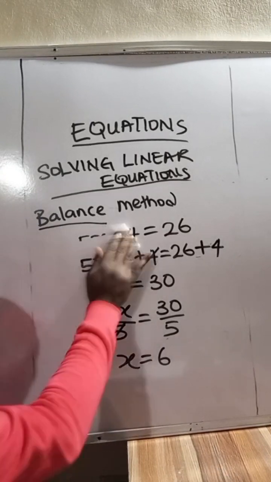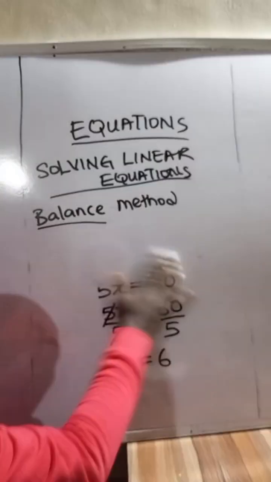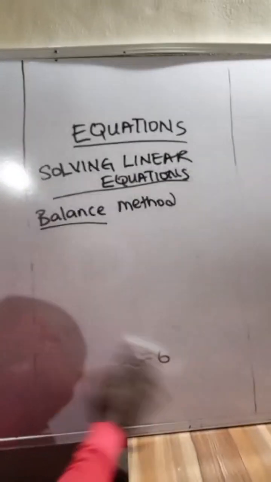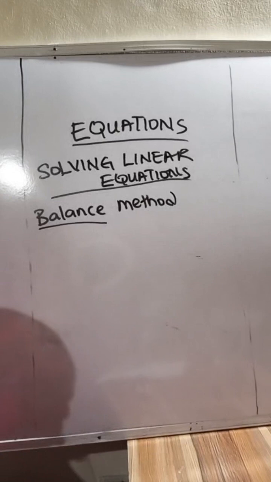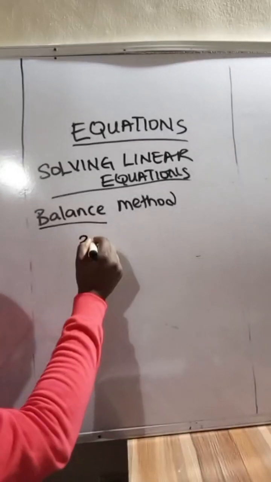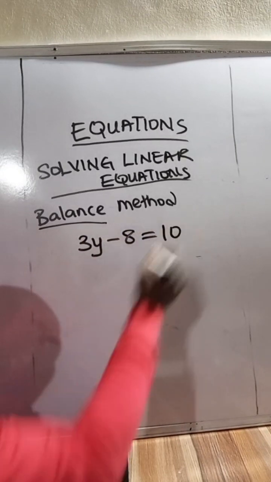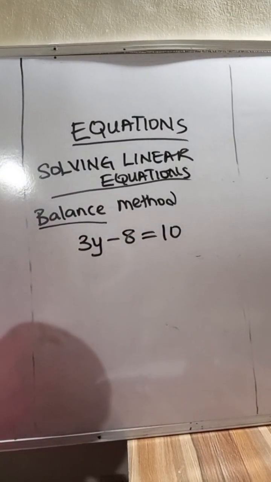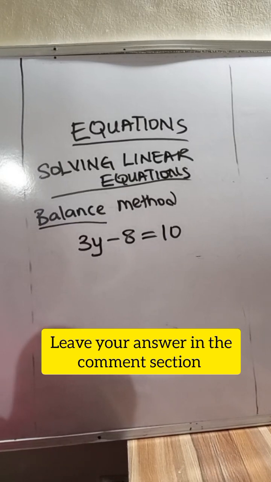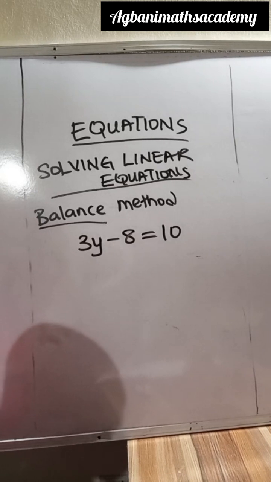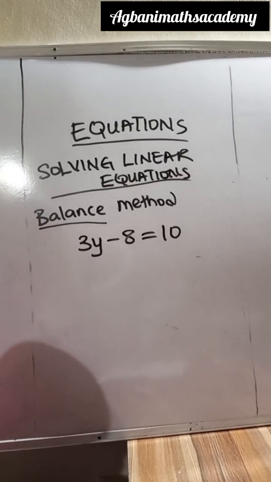Okay, let's solve one more example, then we go to equations with brackets. I'd like you guys to try this out: 3y minus 8 is equal to 10. If you've solved the equation, I'd like you to see the answer.